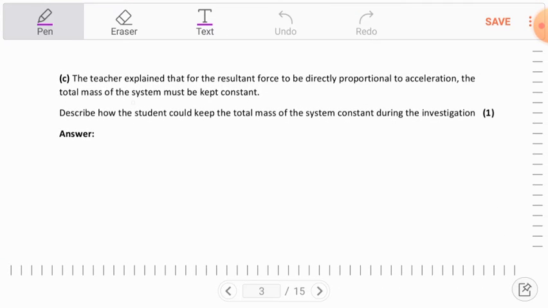So in part C it says a teacher explained that for the resultant force to be directly proportional to acceleration, the total mass of the system must be kept constant. Describe how the student could keep the total mass of the system constant during the investigation. So the teacher asked that you need to keep all the mass that you are using in your investigation constant to actually get a directly proportional relationship between acceleration and force.